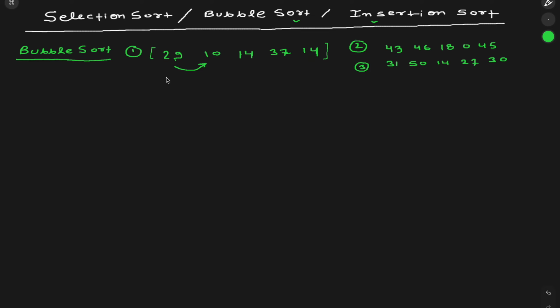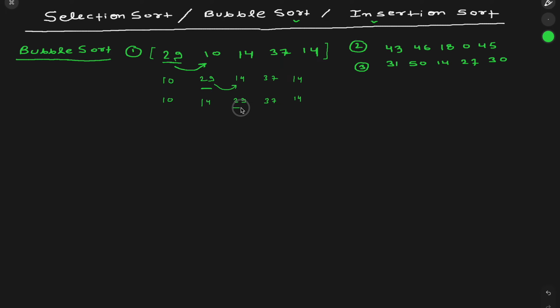So in the first iteration, 29 is greater, so it will swap here, giving 10, 29. Then 37 and 14 are compared and swapped. After that, it will come here. The first iteration started from here, then in the next iteration we come here and check these two elements. If the first element is greater, it will swap again. So 14 will come here, 29 will come here, 37 will come here.